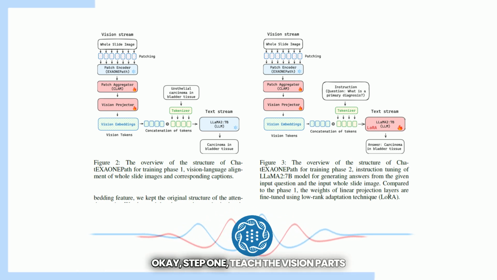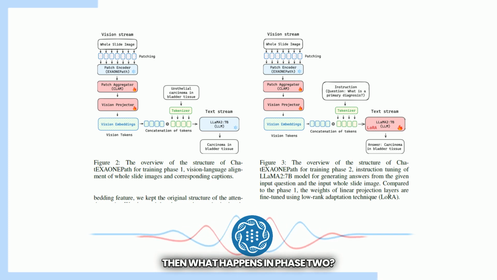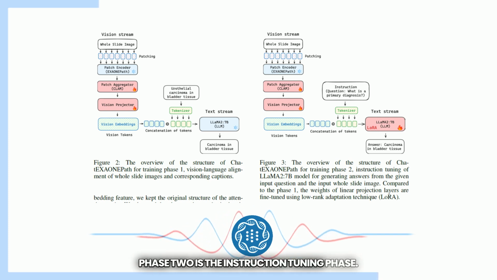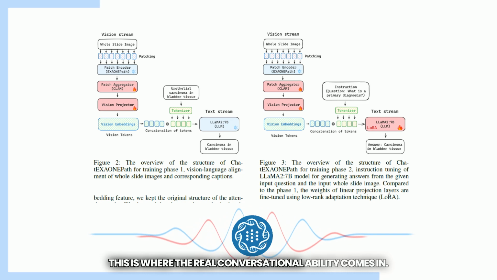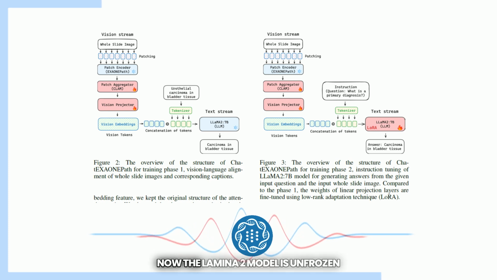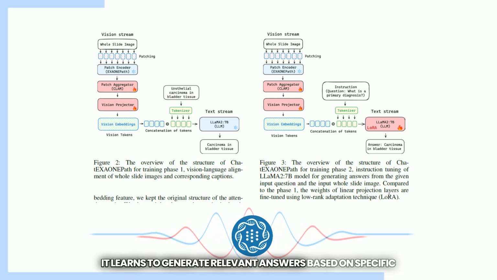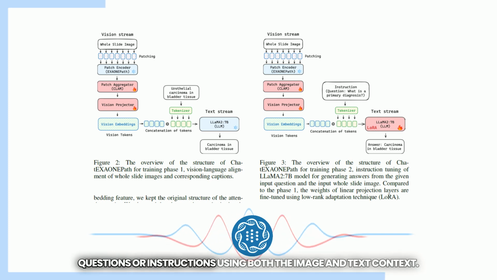Okay, step 1. Teach the vision parts to create good inputs for the language model. Then what happens in phase 2? Phase 2 is the instruction tuning phase. This is where the real conversational ability comes in. This is where it learns to answer questions. Precisely. Now, the Llama 2 model is unfrozen, and the whole system is fine-tuned together. It learns to generate relevant answers based on specific questions or instructions using both the image and text context.